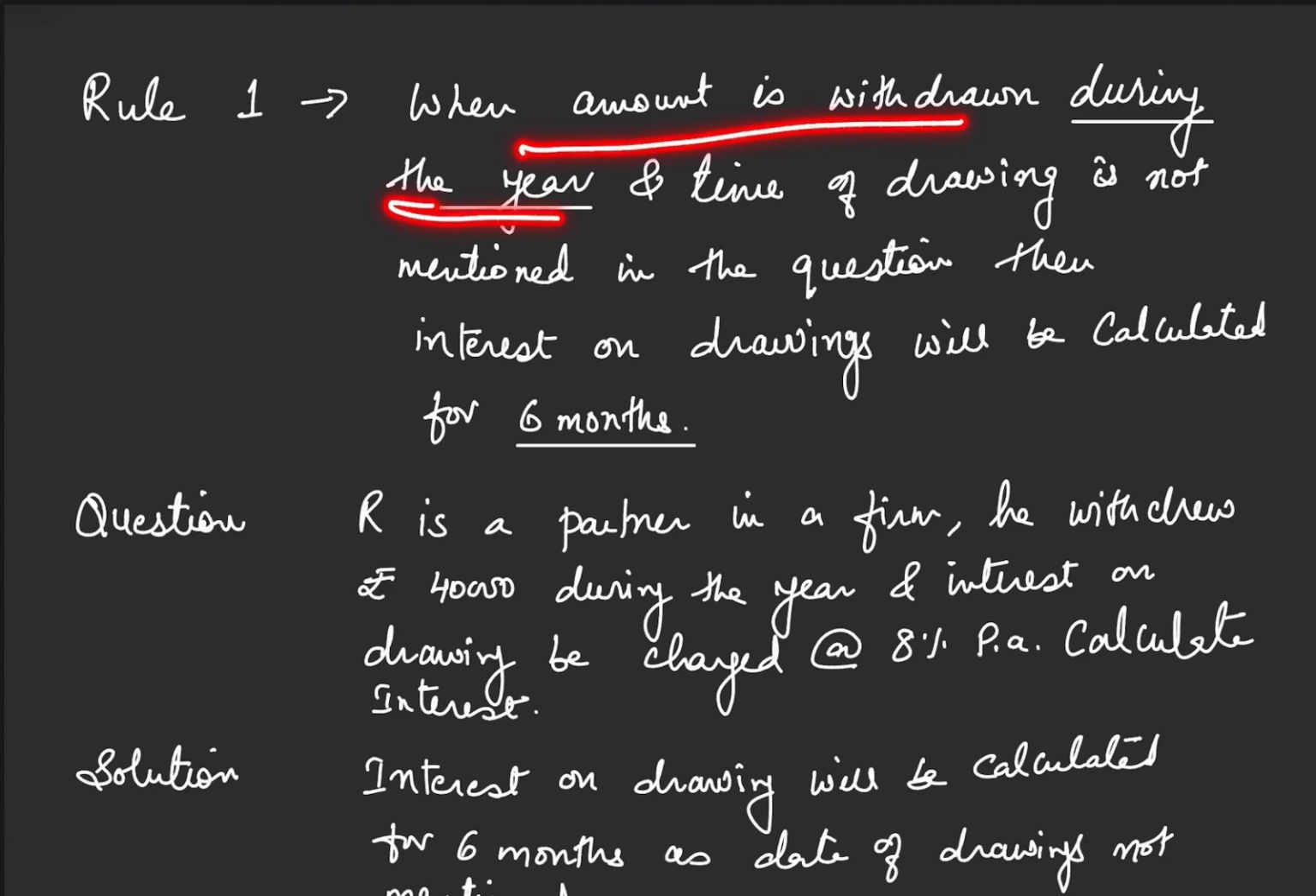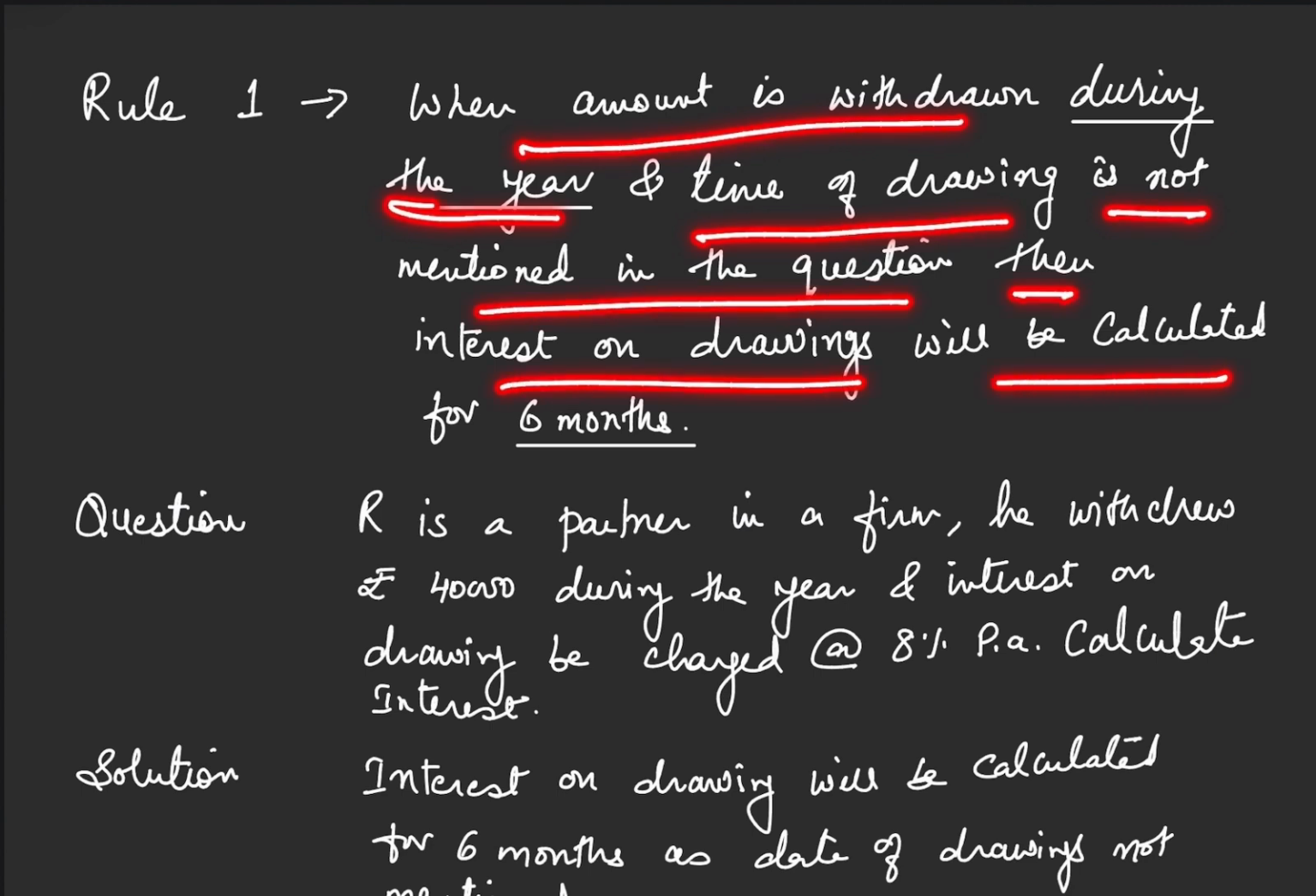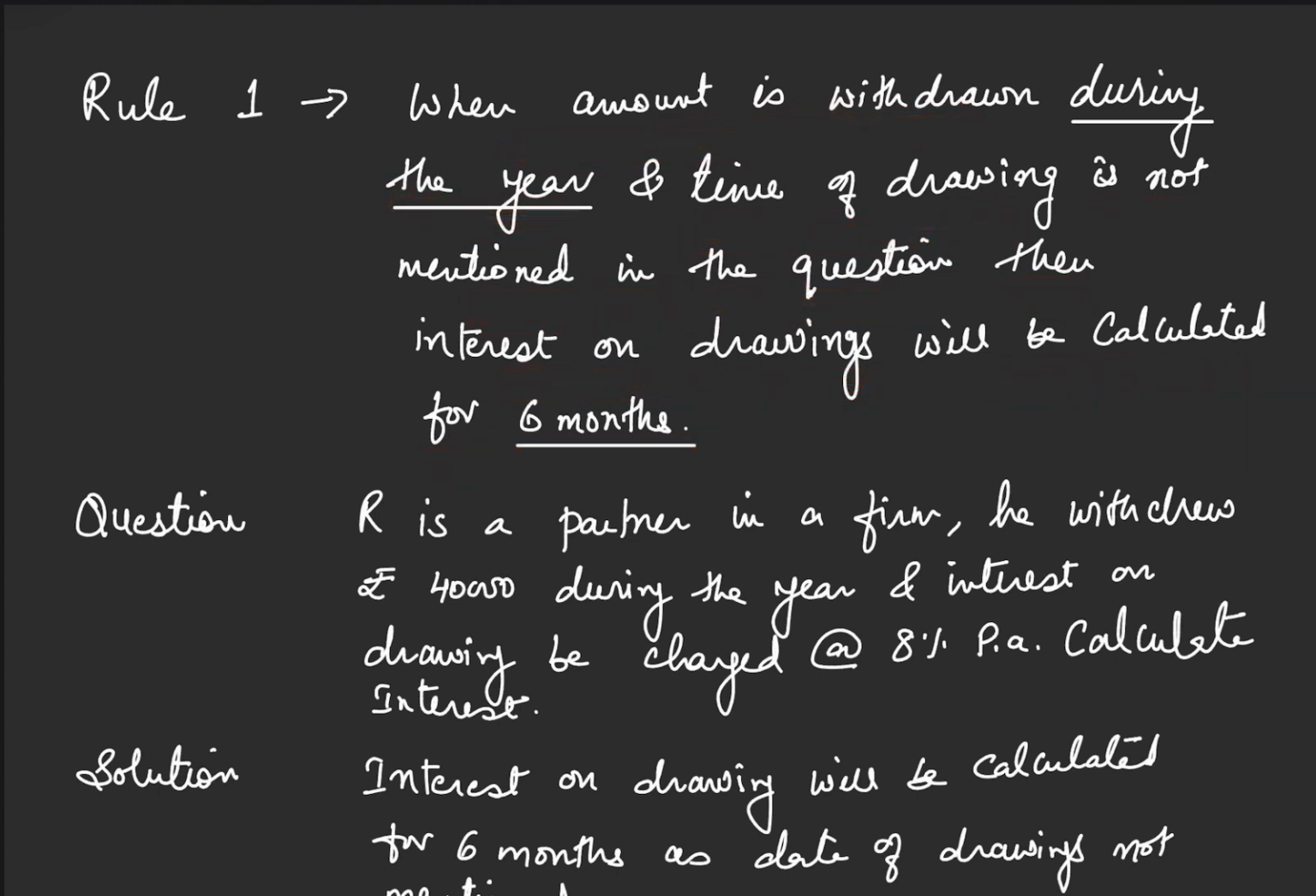When amount is withdrawn during the year and time of drawing is not mentioned in the question, then interest on drawings will be calculated for 6 months. That is, if the date of drawing is not mentioned in the question, then interest should be given for 6 months flat. Let's discuss a question.